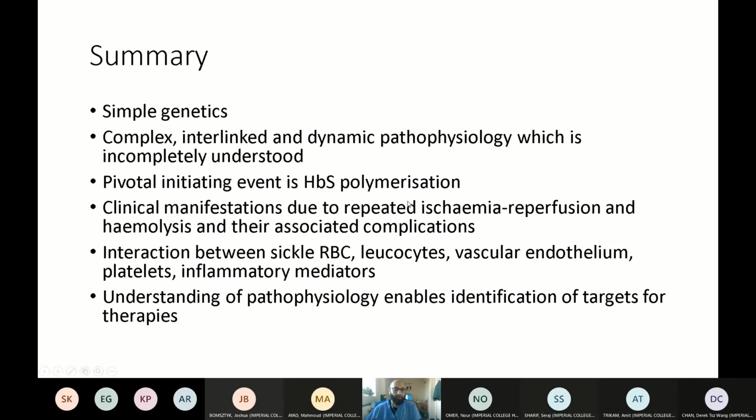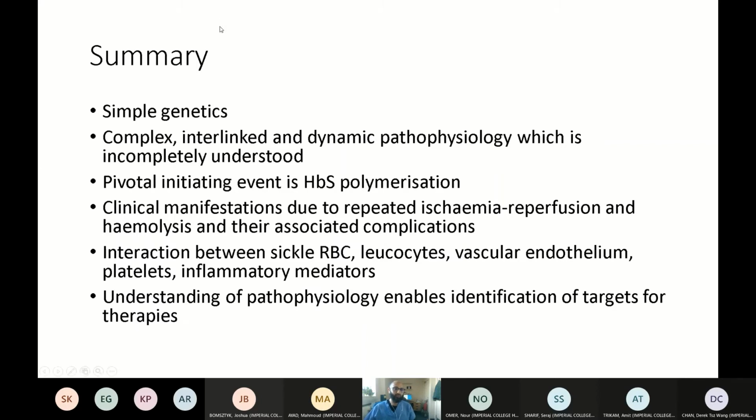I think we've highlighted a few of the pathophysiological mechanisms, but there are many, many more, and it's important to say that many of them are not particularly fully understood, but it is a very complex interaction of different cell types and adhesion molecules, as well as the nitric oxide depletion, causing a lot of the clinical manifestations of sickle cell disease.